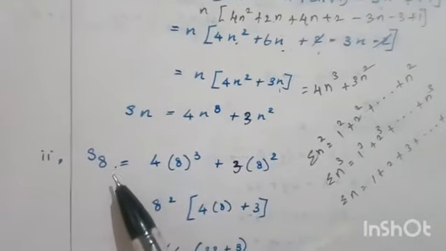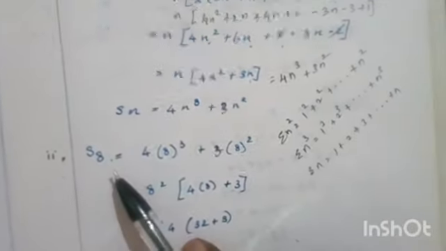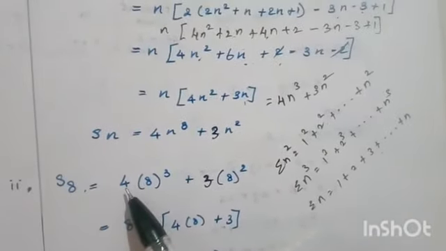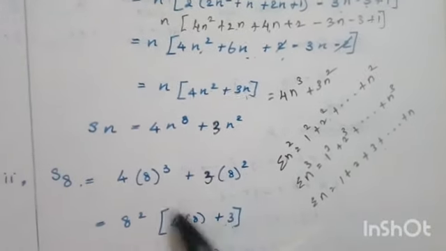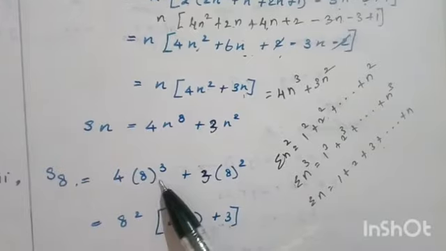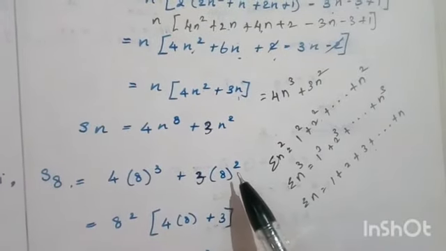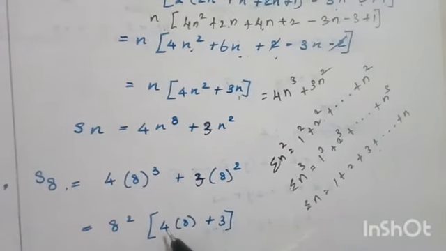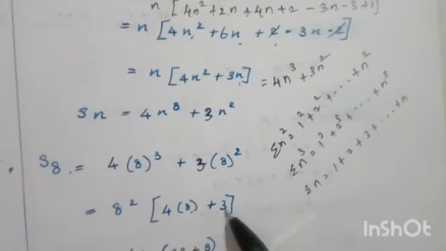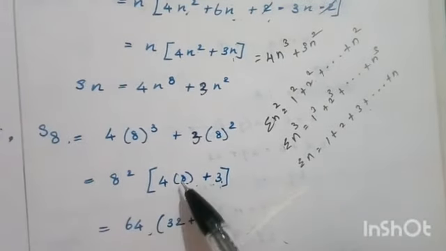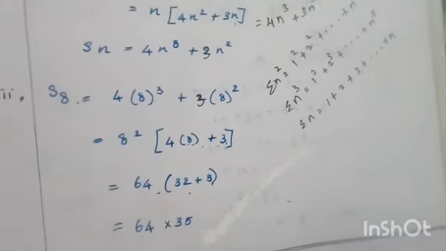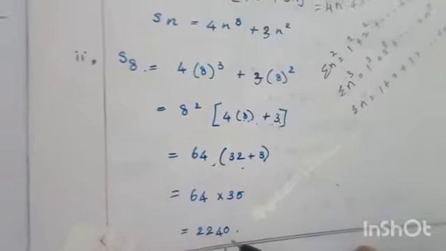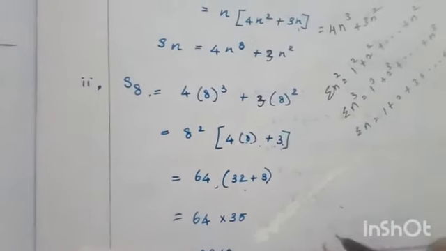The second question: we want to find for 8 terms. So n equal to 8. 4 into 8 cube plus 3 into 8 square. 8 cube is 8 into 8 into 8, and 8 square is 8 into 8, so take 8 square commonly outside. So 4 into 8 plus 3. 8 square is 64. 4 8s are 32, plus 3. So 64 into 35, and the value of 64 into 35 is 2240. If you have a doubt, you have to multiply it out.